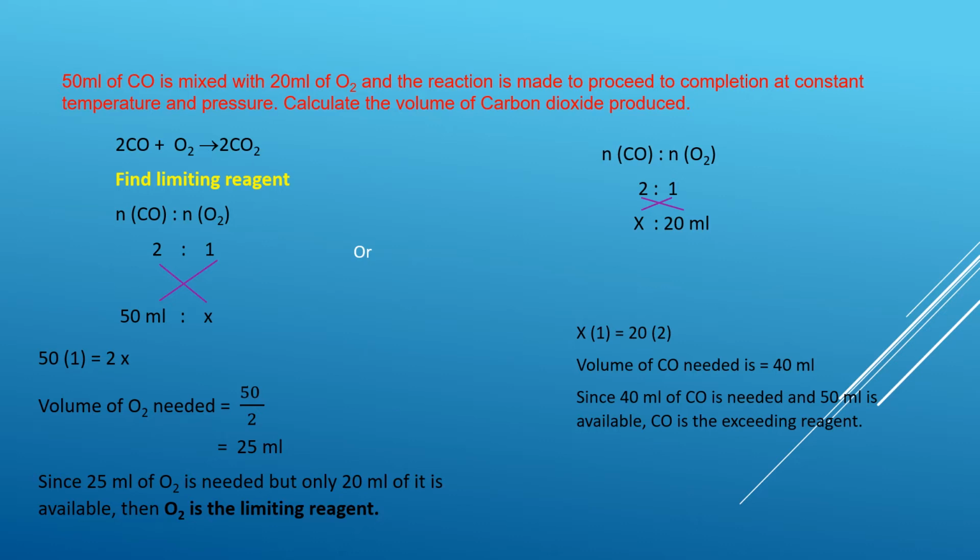Now that we have calculated our limiting reagent, which is oxygen, let's see in the next part how we are going to use this limiting reagent to calculate the volume of carbon dioxide. So to find the volume of the carbon dioxide in the equation, this is the ratio we are going to be using: the moles of the limiting reagent to the moles of the product.